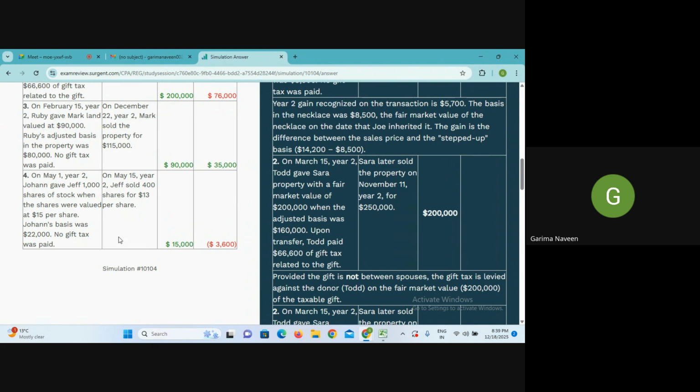So 6,000 को सब्ट्रैक्ट कर दो सेलिंग प्राइस से. So selling price कितना आ रहा था? 5,200. So 5,200 minus 6,000, 800 का loss आता. Okay, ma'am. Got it.